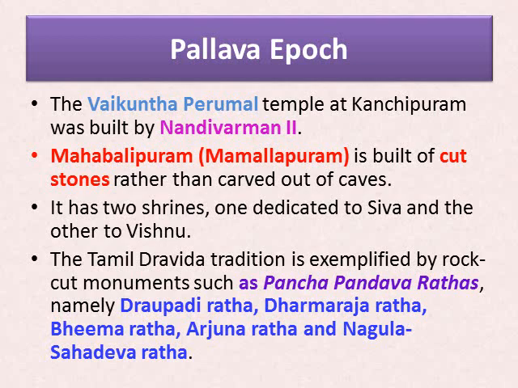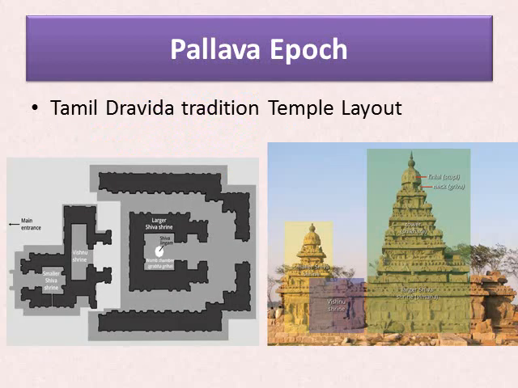Mahabalipuram or Mamallapuram is built of cut stones rather than carved out of caves. It has two shrines, one dedicated to Shiva and the other to Vishnu. The Tamil Dravida tradition is exemplified by rock-cut monuments such as Pancha Pandava Rathas, namely Draupadi Ratha, Dharmaraja Ratha, Bhima Ratha, Arjuna Ratha, Nakula Sahadeva Ratha. Dear children, the outer walls of the Rathas, especially of Arjuna, Bhima and Dharmaraja, are decorated with niches and motifs.